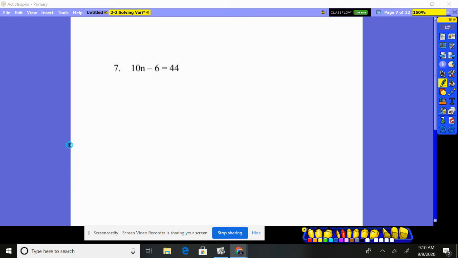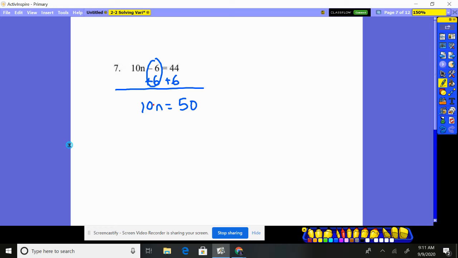So how am I going to move that minus 6 over? I'm going to undo that by adding 6, but if I do it to the left, I must do it to the right. So I'm going to add 6 to both sides of the equal sign. It'll go away here. I'll have 10n equals 50. Now I've accomplished goal 1 of getting all my variables on one side, all my numbers on the other.